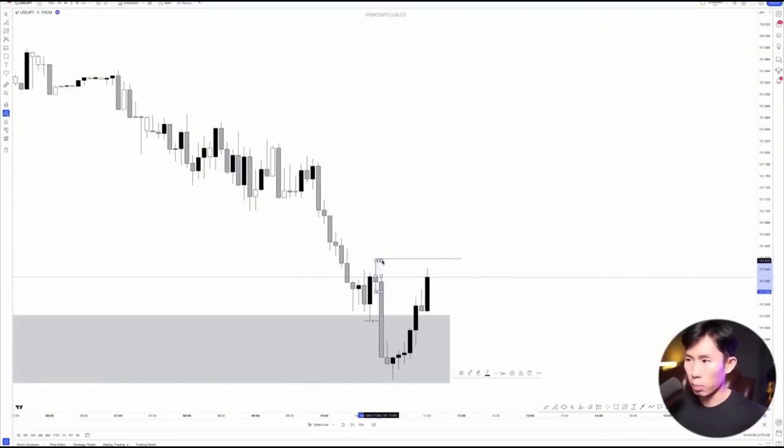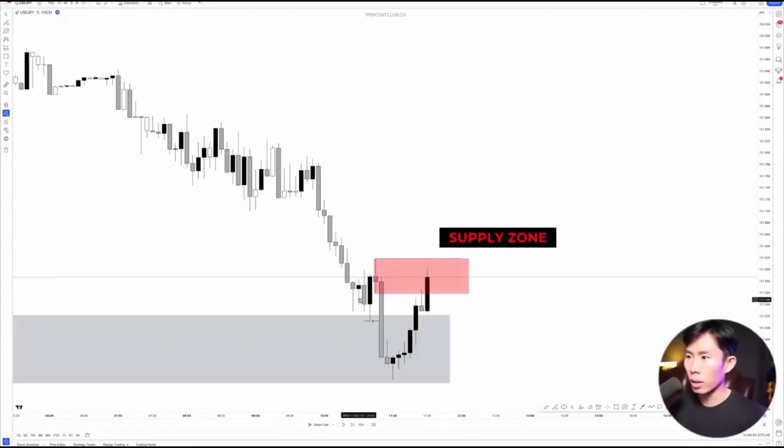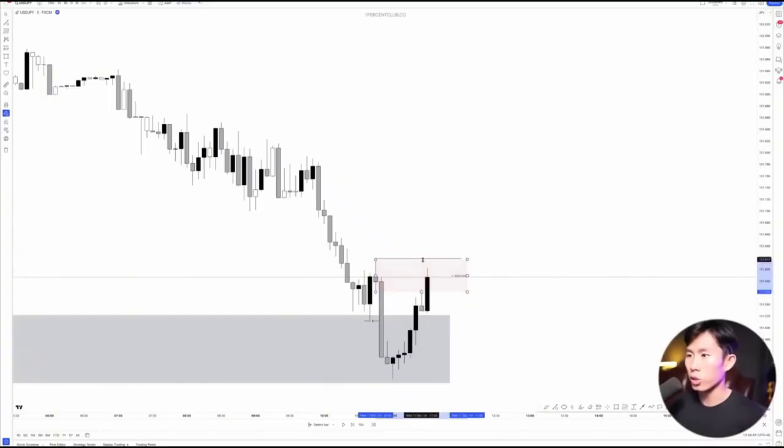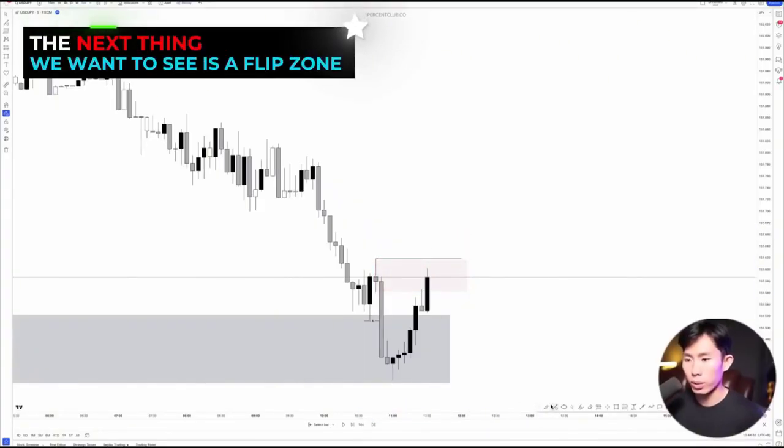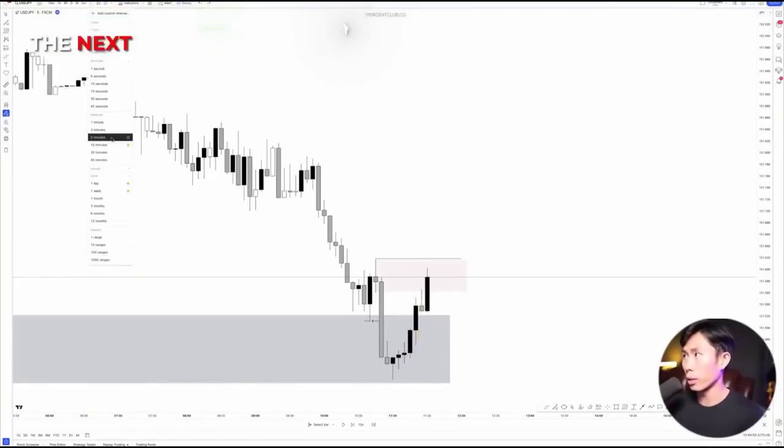Over here, this was a supply zone. How do we know this is a supply zone? Because after this supply zone, lots of supply stepped into the market and caused price to go all the way back down. So right now, the next thing we want to see is obviously that flip zone. We want to see that failed reaction. Then we want to wait for that flip zone to be swept before we actually enter for the trade.